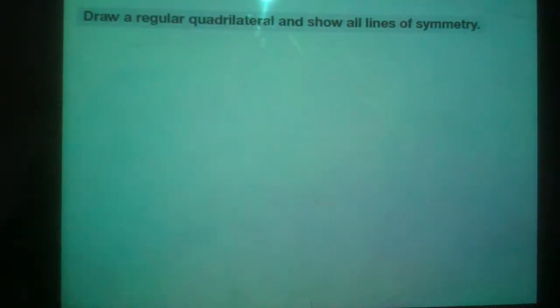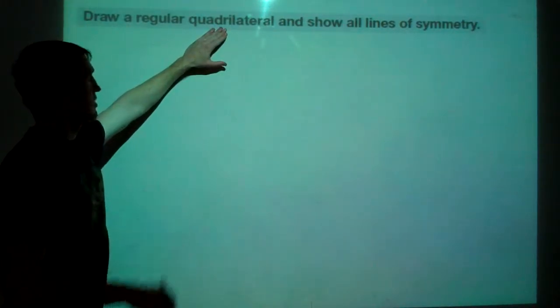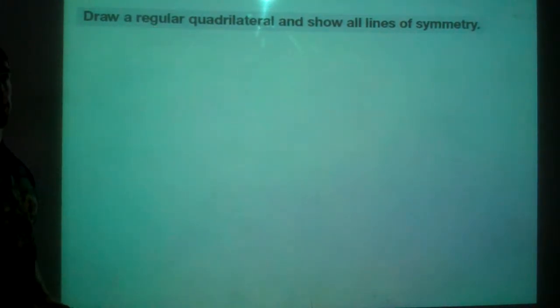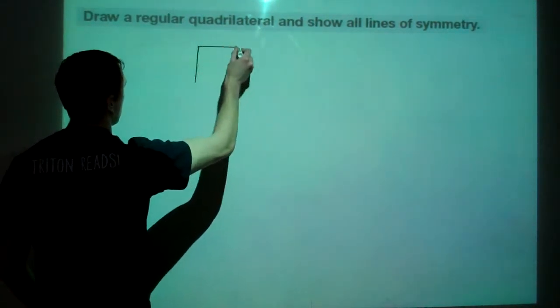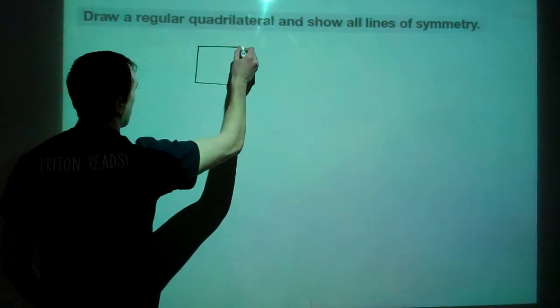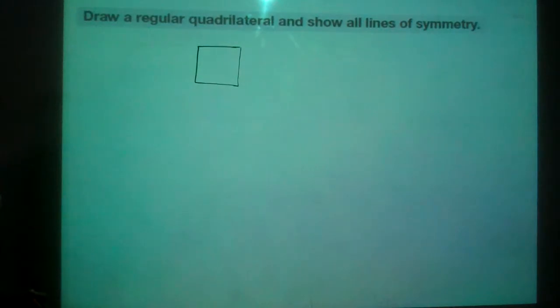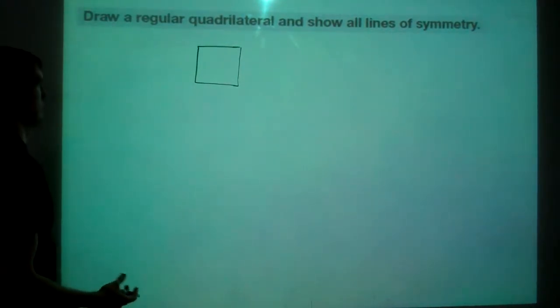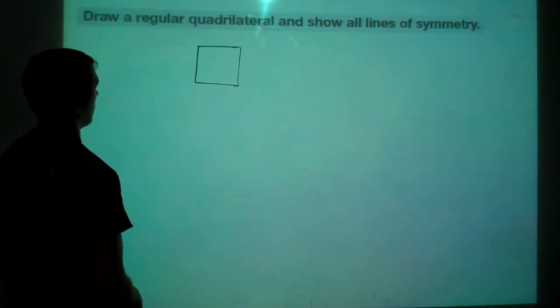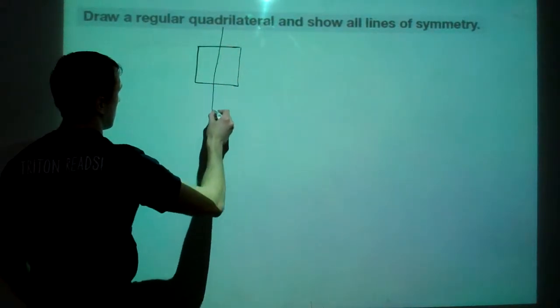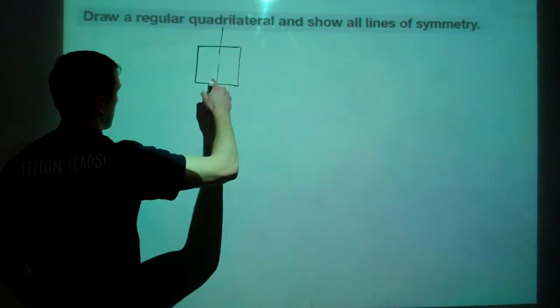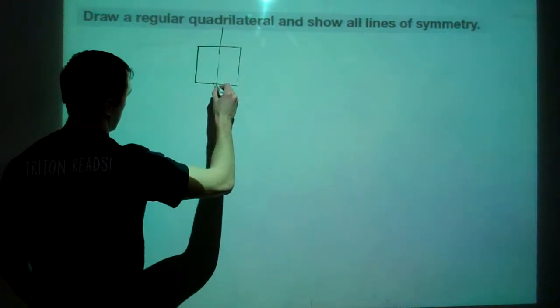Okay, now this one says, draw a regular quadrilateral and show all lines of symmetry. Okay, so quadrilateral, that's a shape that has four sides, and we want it to be regular, so all the sides have to be the same. So that would be like a square. We can imagine that it'll be the same. I'm not the best at drawing a perfect square, but for lines of symmetry, we could have one that goes this way. Okay, we could split it in half like that.